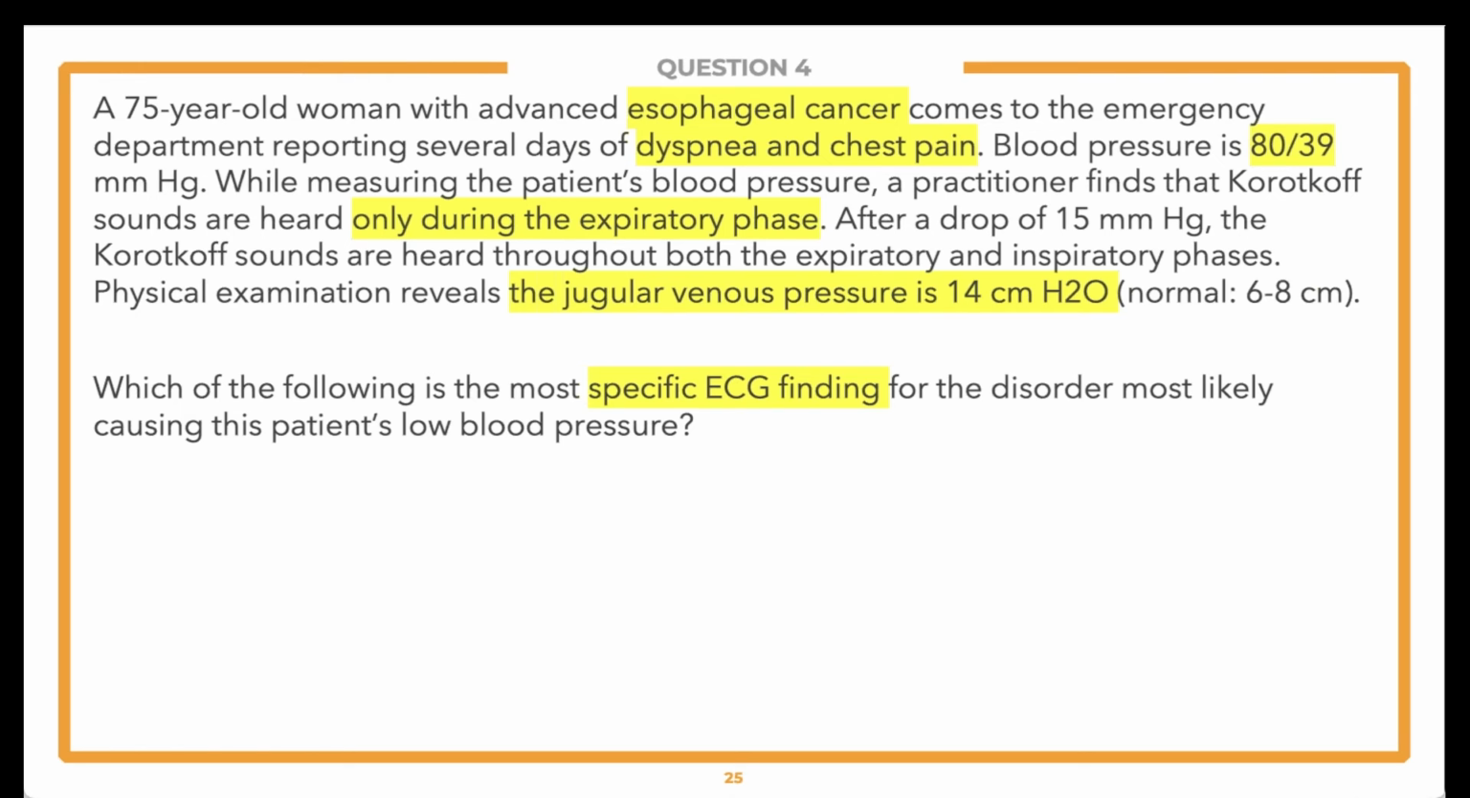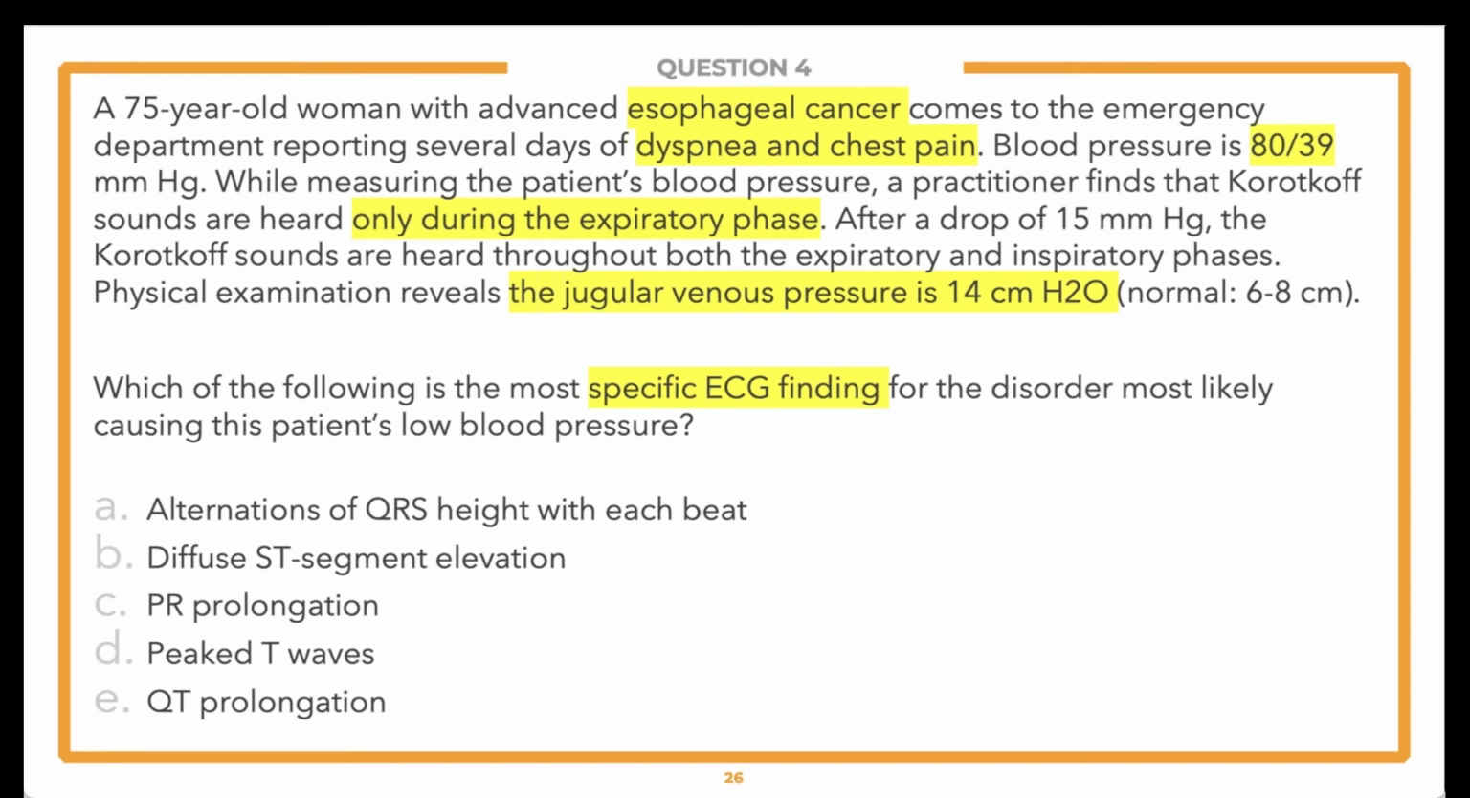All right, let's look at the options here and break down what's going on. 5 options here, A to E, and each of them correlate with a different condition, and each of them correlate with different pathognomonic things we should be aware of. So let's go through these options here. So option E is QT prolongation. Option D is peaked T waves. Option C is prolonged PR. Option B is diffuse ST segment elevation. And option A is alternation of QRS height with each beat.